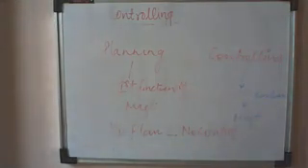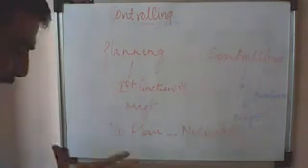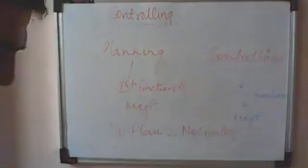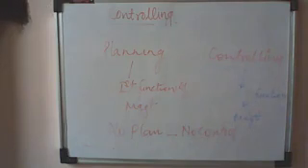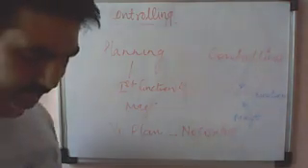So the conclusion in terms of controlling: planning based on facts makes controlling easier and effective. Controlling improves future planning by providing information derived from past experiences.